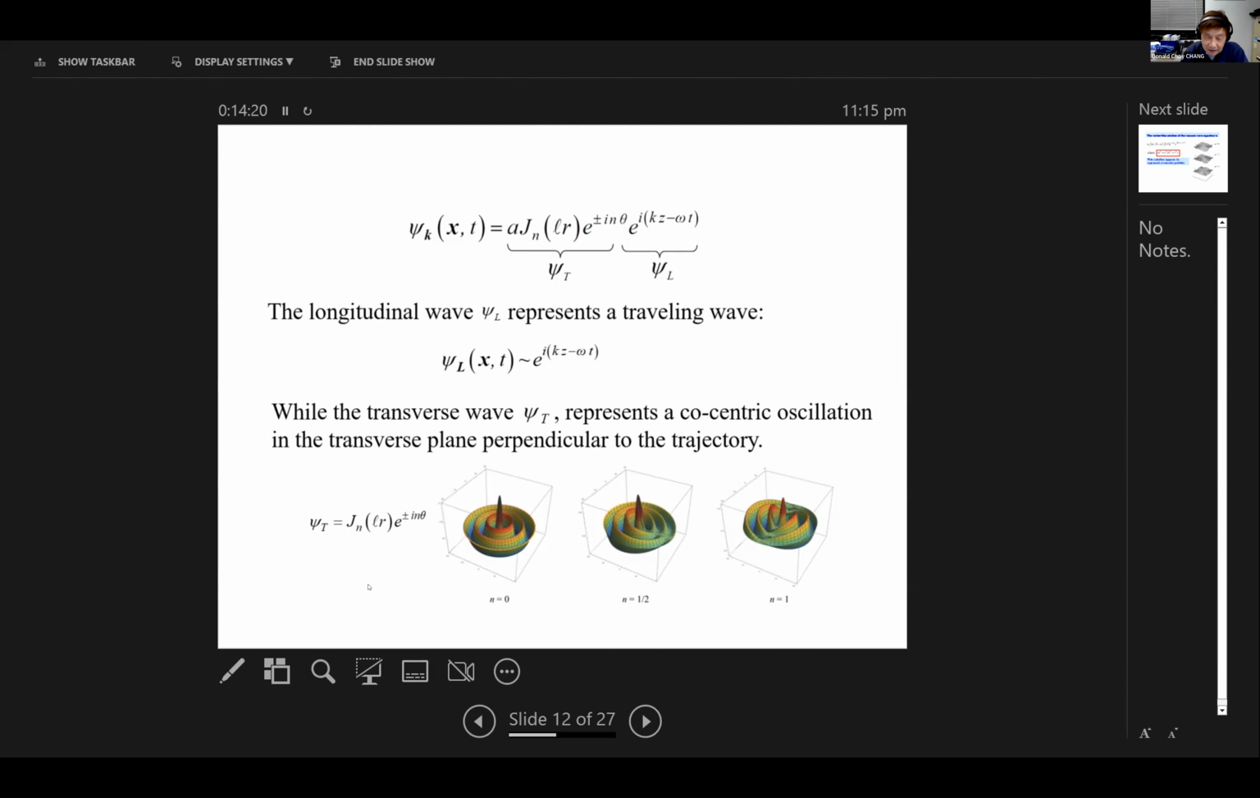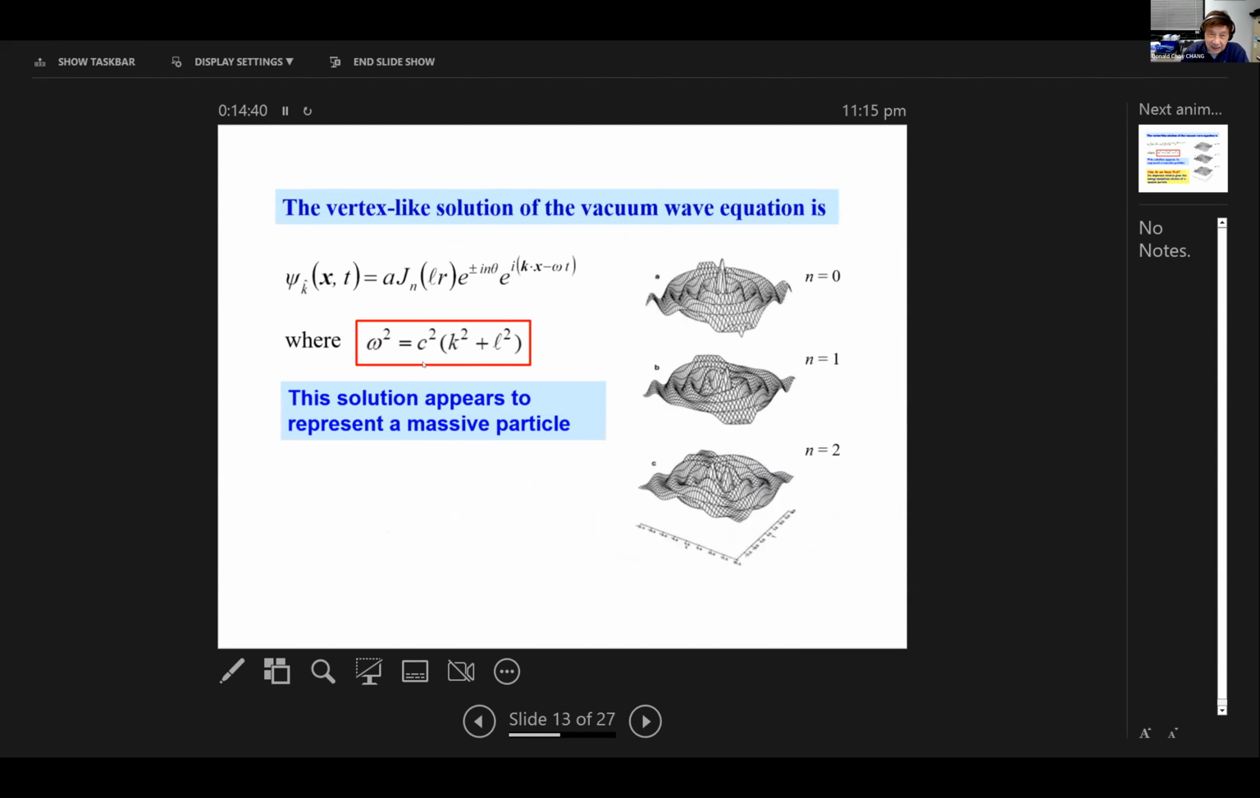Here are some examples showing that when n equals 0, you can see the transverse wave will look like that, and then for the electron, 1/2 will look like that. And of course, this will take another turn. This is not complete. Take another turn, so it will look different. And then n equal 1 will be like that. Now, the interesting thing is that we call these complex solutions vortex-like solutions of the vacuum wave equation. And that has a dispersion relation different from that of the photon. There is an additional term here, L squared.